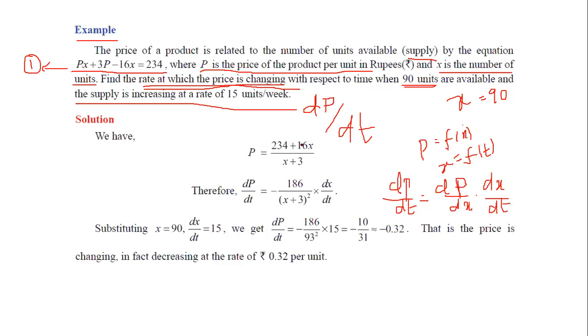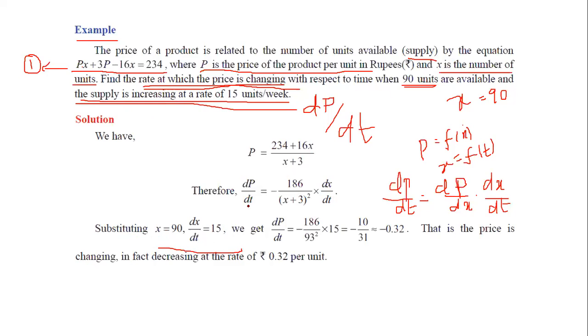So first we have to find dp by dx here, then dx by dt. Afterwards you can write that. Then substituting x equal to 90, dx by dt equal to 15. Because here you see that the supply is increasing at the rate of 15 units per week. So the number of units is increasing, 15 units per week. Therefore dx by dt equal to 15.